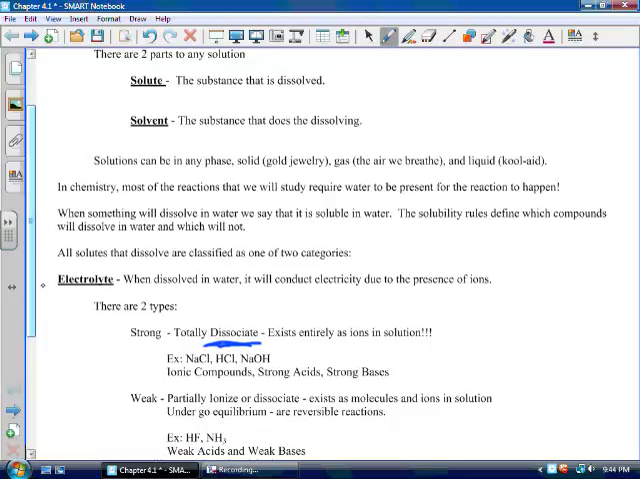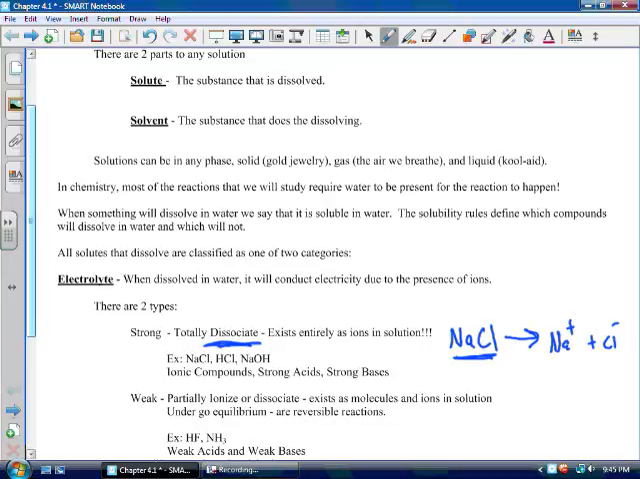Strong electrolytes are substances that, when you put them in water, will completely dissociate into their ions. For example, sodium chloride. If I put sodium chloride into water, it will break completely apart into sodium +1 ions and chloride -1 ions. It will no longer exist in solution as NaCl. It will only exist as sodium ions and chloride ions. Strong electrolytes will completely dissociate in water.